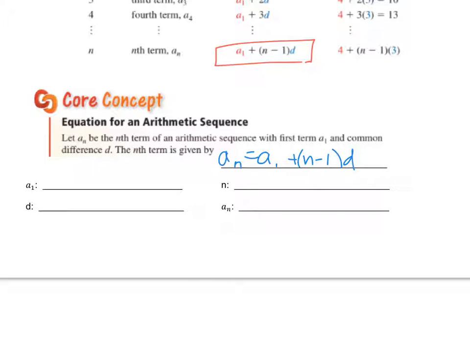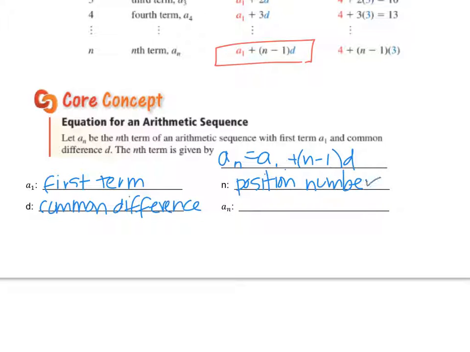And the pieces are: a1 is the first term, d is that common difference, n is the position number, and a sub n is the final value. The reason that it's n minus 1 is because the first term doesn't actually get added with anything, so it kind of has to bring it back down to adding 0. So that's why we have n minus 1.